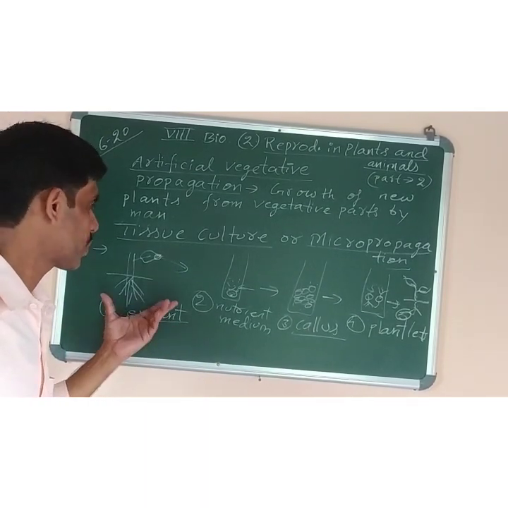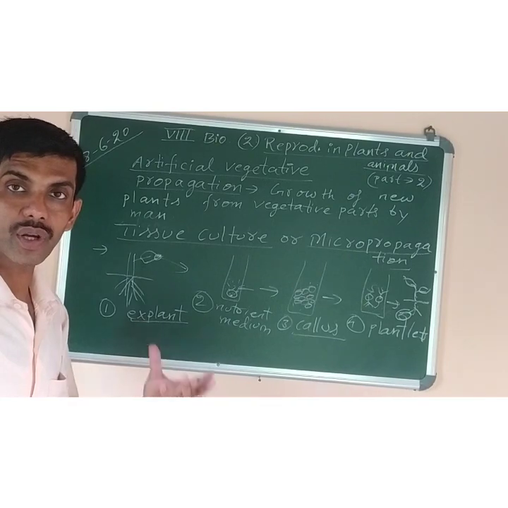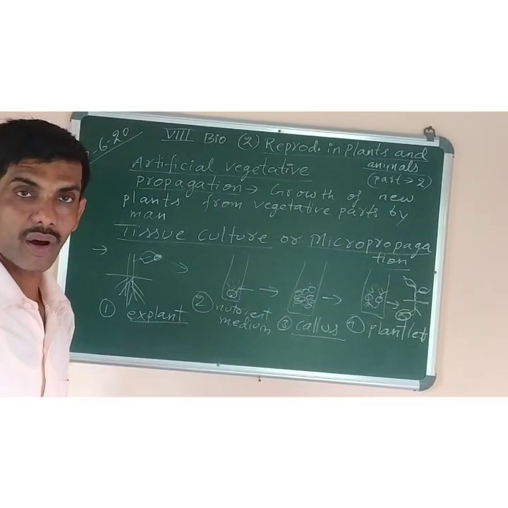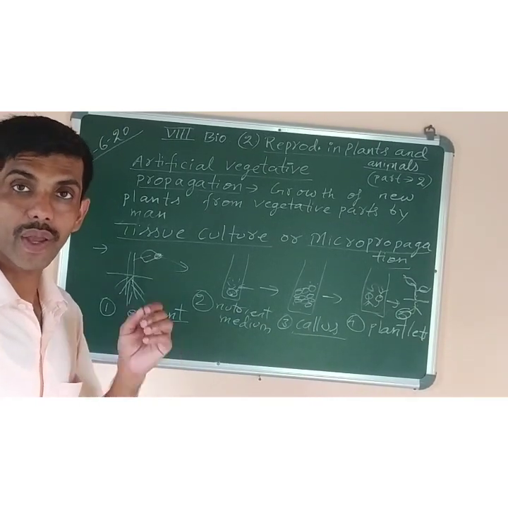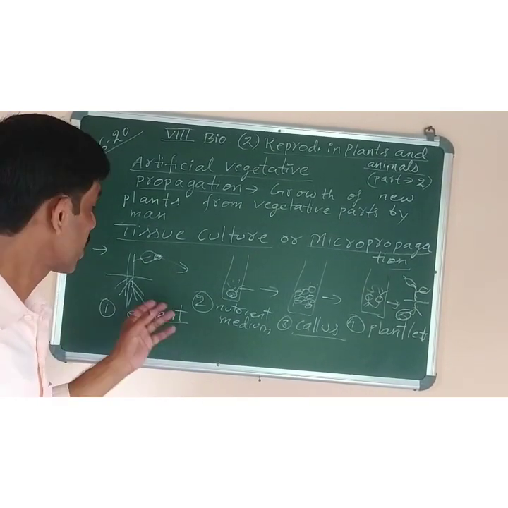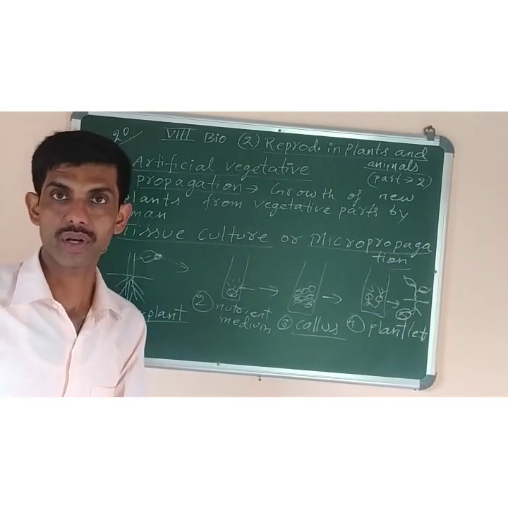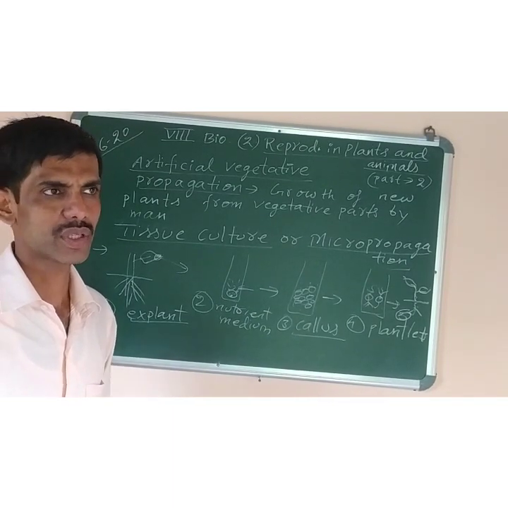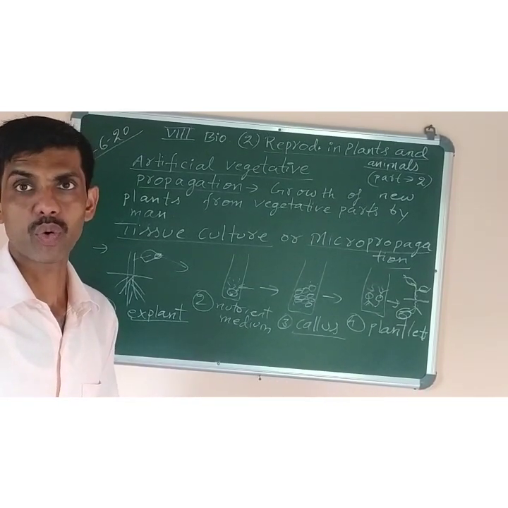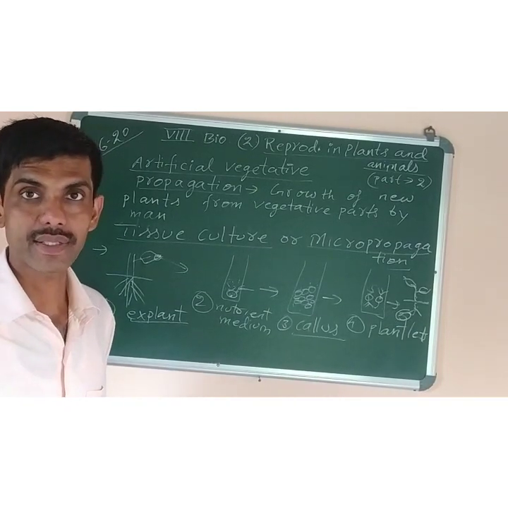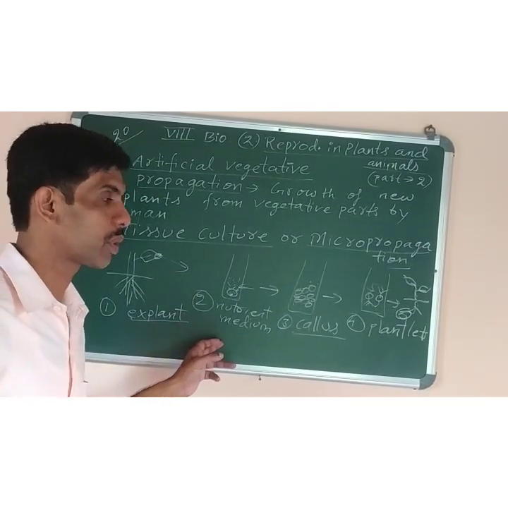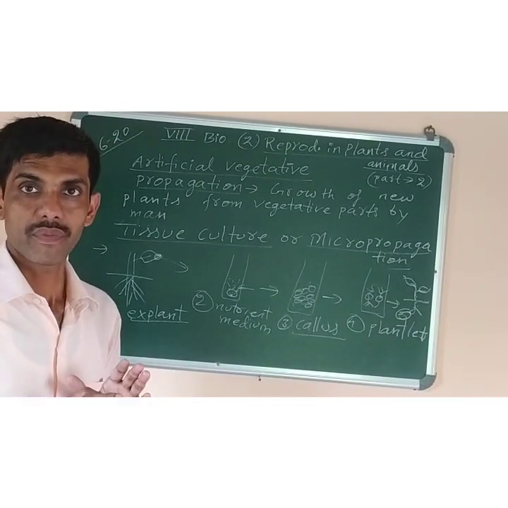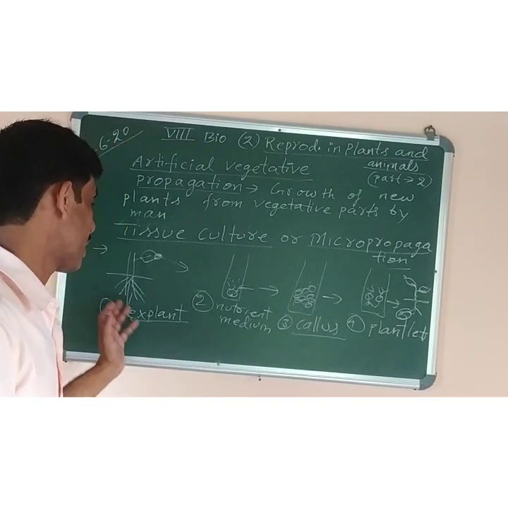But this method is quite useful because in a very short time, we can grow plenty of plants by this method. Not only that, those plants which fail to produce seeds can also be grown by the micropropagation or tissue culture method. So it can be used by the plant breeders, means those scientists or those farmers who are engaged in increasing the variety of plants. They can use this technique to grow new plants or disease-free plants. That is the best one. Like plants without disease can be grown by this method.